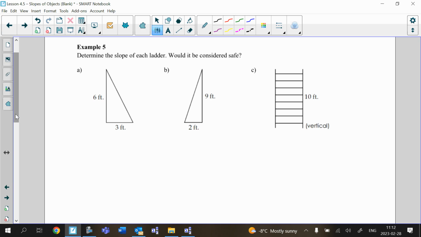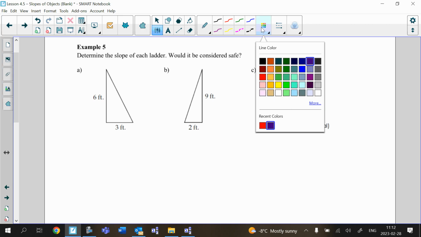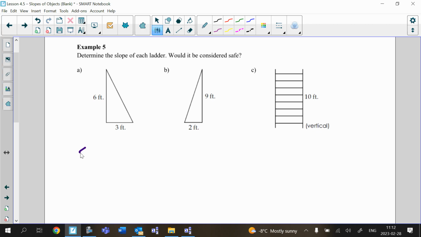The slope here, remember, rise over run. 6 divide 3, which is 2. Yep, safe. Slope is 9 divide 2, which is 4.5. Not safe. That's higher than 4. You're risking injury there.